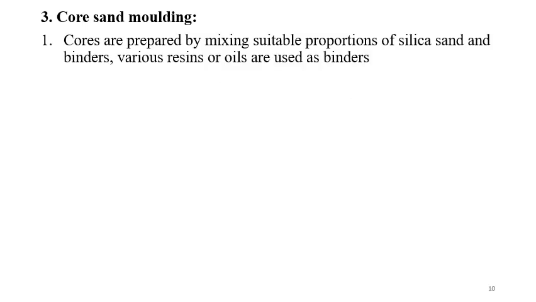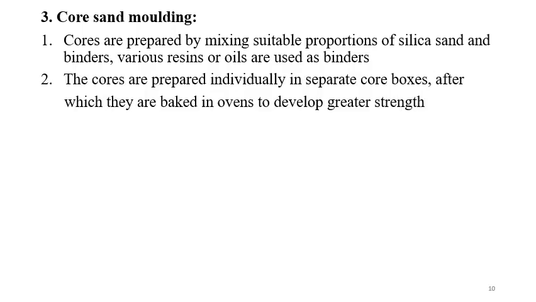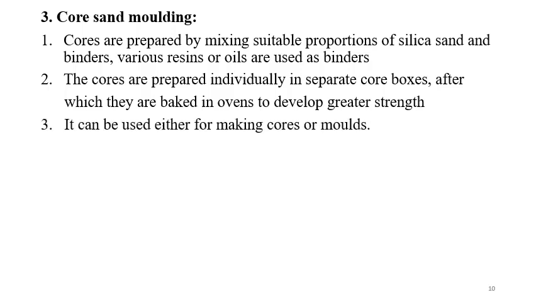Cores and molding. Cores are prepared by mixing a suitable proportion of silica sand and binders; various resins or oils are used as binder. The cores are prepared individually in separate core boxes, after which they are baked in an oven, developing greater strength. It can be used either for making cores or molds.